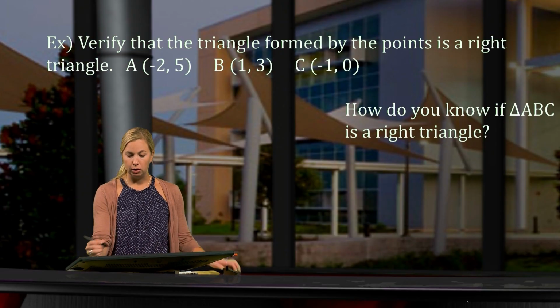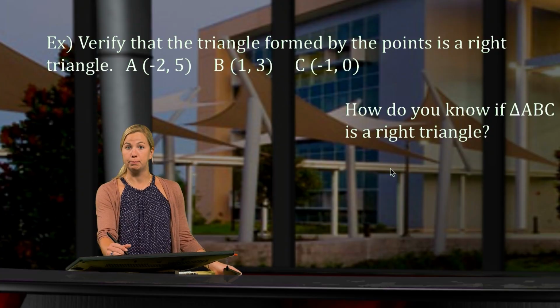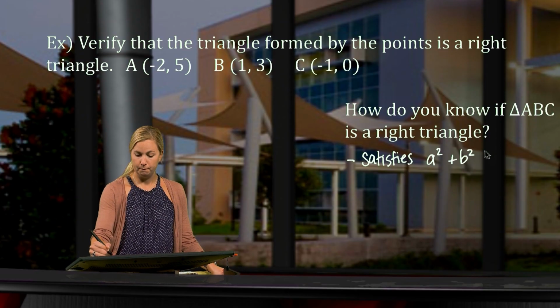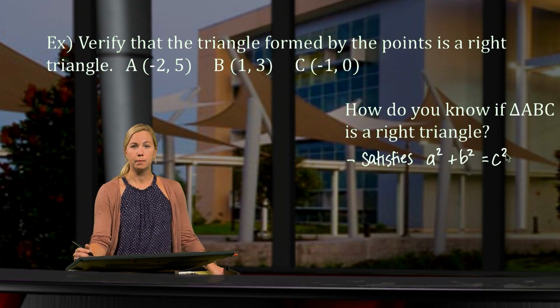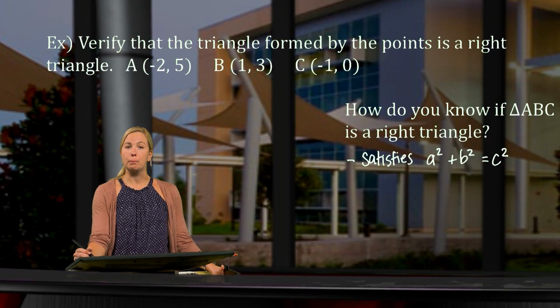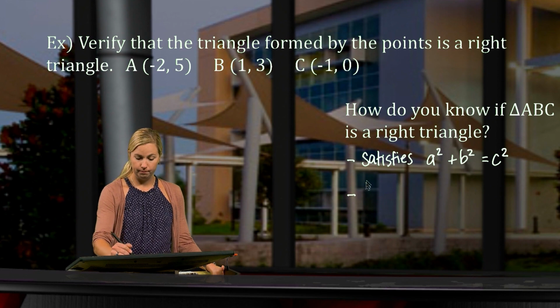We need to know some characteristics of right triangles. So the first thing that we know is that it satisfies the Pythagorean theorem. Also, we know that a right triangle has a right angle. And to form a right angle, we have to have two segments that are perpendicular to one another.